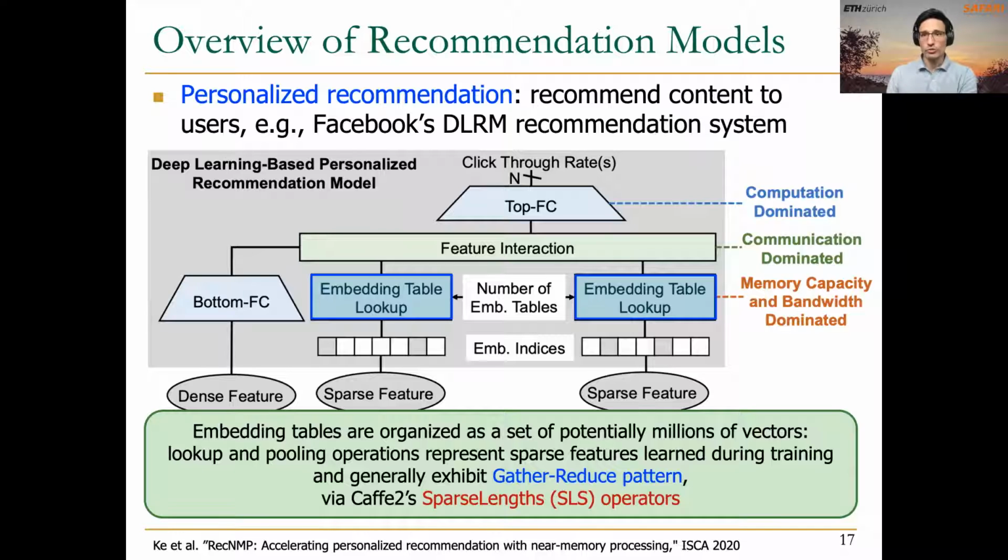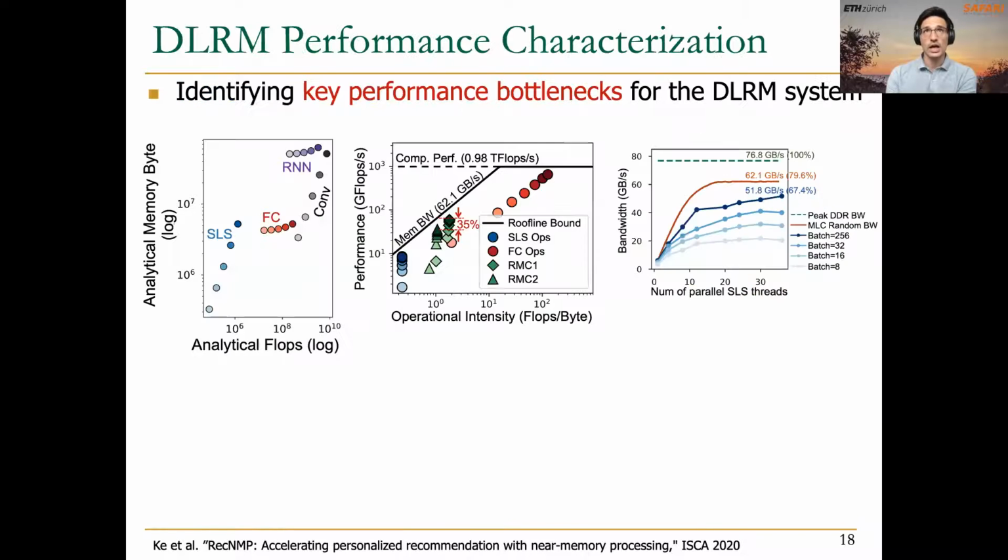In the Caffe2 framework, for example, the operators that perform these gather-reduce operations are called SparseLengthsSum, or SLS. And these are the operators that we are going to focus on today. But let's first characterize this DLRM recommendation system in order to identify the key performance bottlenecks in the different parts of this recommendation system.